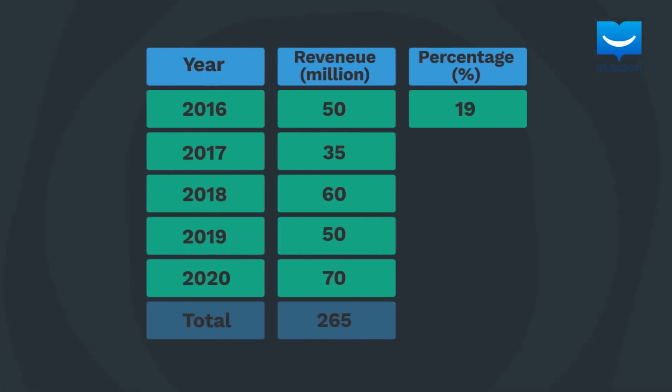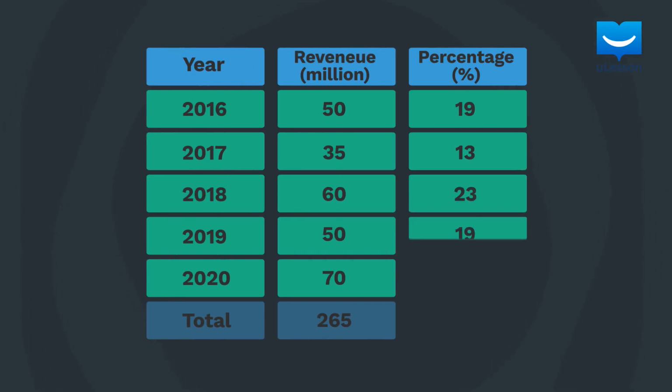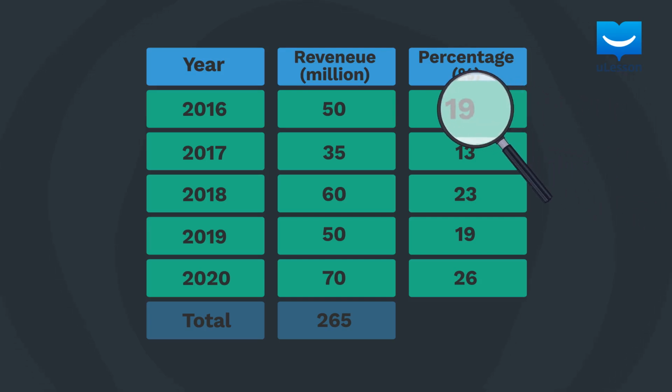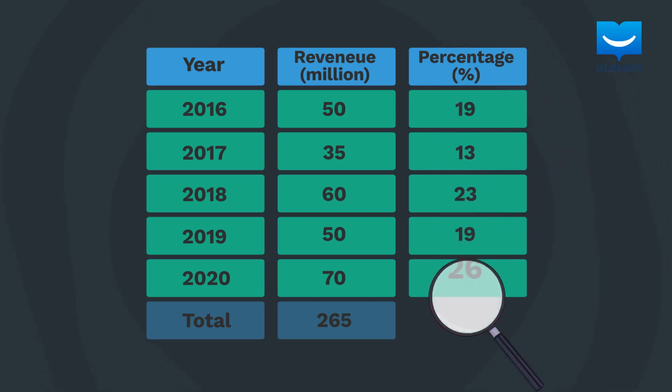He repeats this process for all remaining 4 years, getting 13, 23, 19, and 26 respectively. If you sum all these numbers, you would realize they add up to 100. That is 100%. As you may have noticed, Mr. Cairo still doesn't have his pie chart. That is because he has one more step to go.